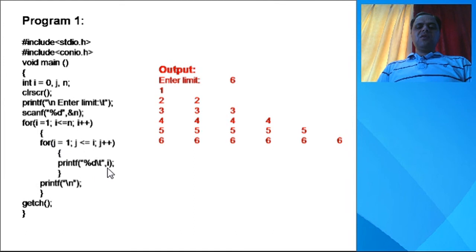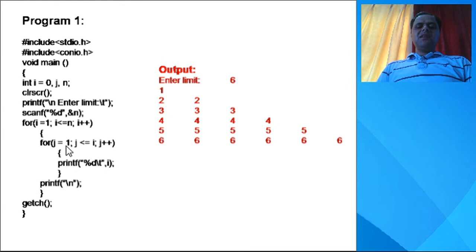Yes, true. So print i, the value of i is 2. So 2 got printed. Then j is incremented, and the value of j becomes 2. 2 is less than or equal to 2? Yes, true. So here again print i, and again 2 got printed.